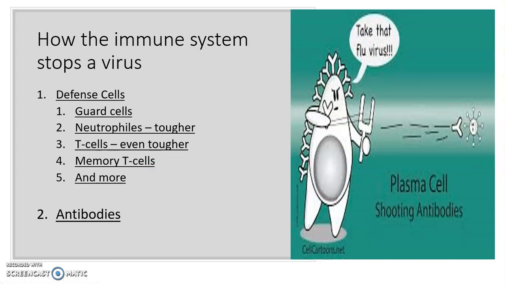So what about an immune system? How does that affect things? How does your immune system stop a virus? So basically, it's complicated, and that's where you watch the videos. But you've got a bunch of different cells, and you've got guard cells, and they're sort of the first line of defense. And if that doesn't work, you've got neutrophils, and they are even better, and they'll kill the viruses.